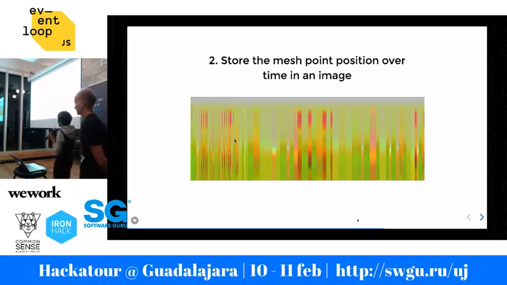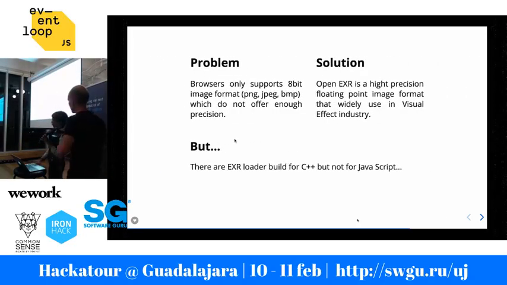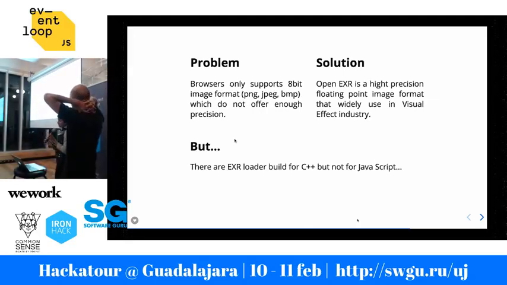So we've stored it, it's all in this image, but now we have to be able to read this on the web. But the problem is that browsers only support 8-bit image formats, which means that there's not enough precision when we're trying to read this image on the web. We need something with higher precision, because if you use 8-bit, then you get animations that are kind of fuzzy, because each position on the mesh is not exactly where it's supposed to be. There is an image format though called EXR, a high-precision floating point format that's widely used in visual effects.